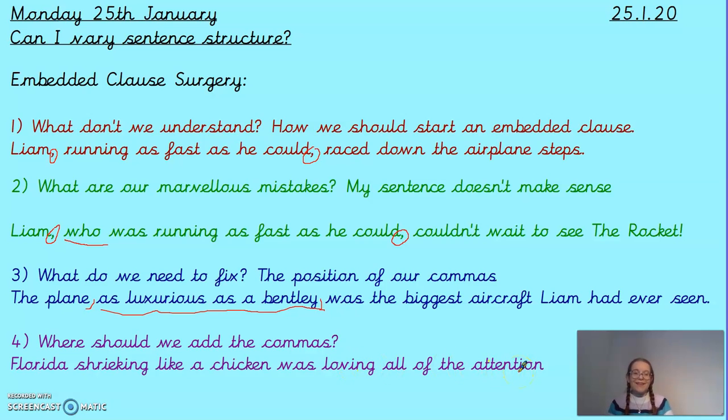What is the noun in this sentence that we are adding extra information? It is Florida, so our comma has to go after our noun. Shrieking like a chicken was loving all of the attention. So Florida was loving all of the attention, but as well as that, she was shrieking like a chicken.